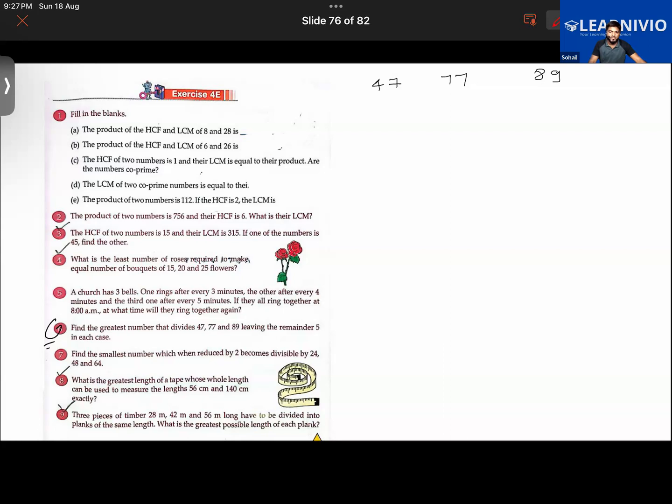Yes, Habib. Let me help you out with this then. The question says the greatest number that divides 47, 77, and 89, leaving the remainder of 5 in each case. So what is that number? A remainder of 5 should be left.